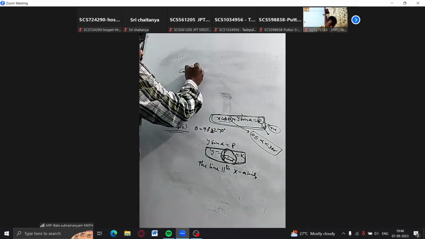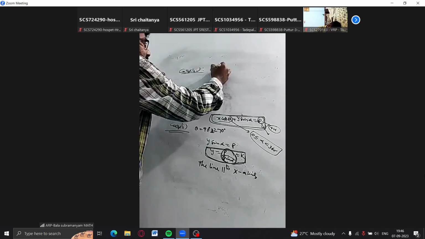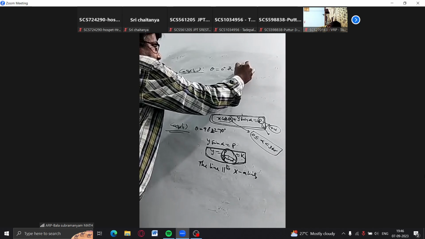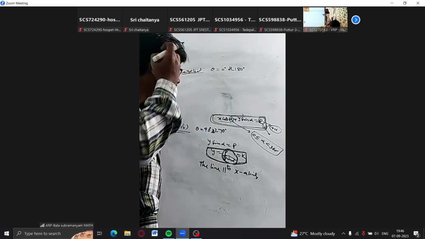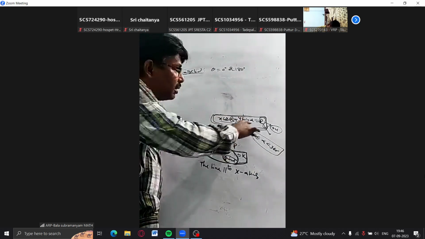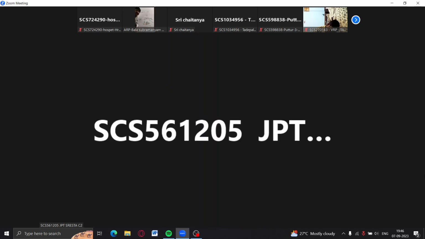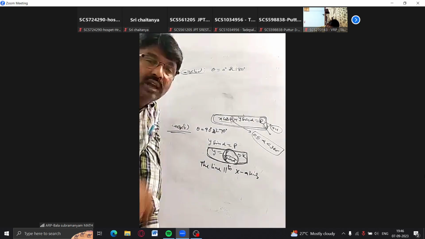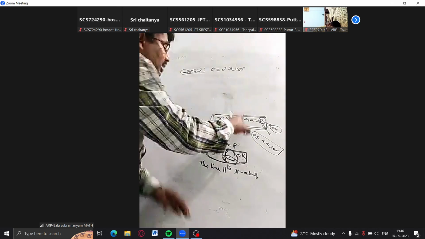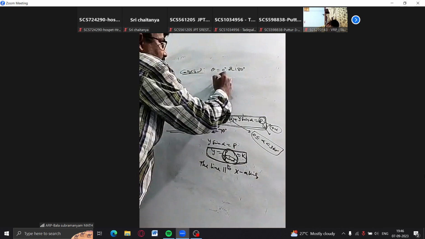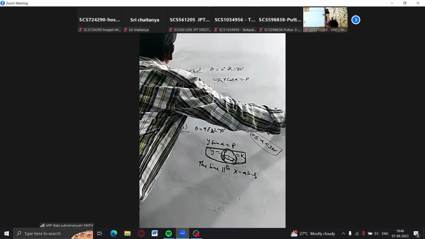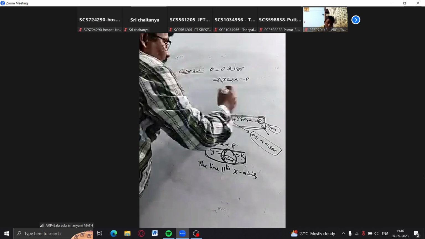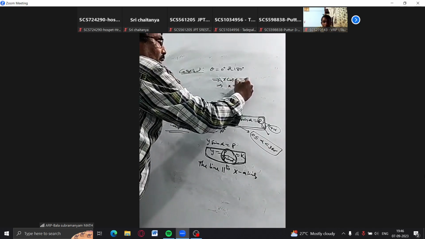Case 2. Theta is equal to 0 or 180 degrees. Now substitute these values in the normal form equation. If alpha is equal to 0, sin 0 is 0. If alpha is equal to 180, sin alpha is also 0. So the equation becomes x cos alpha is equal to p. This can be written as x is equal to p by cos alpha.